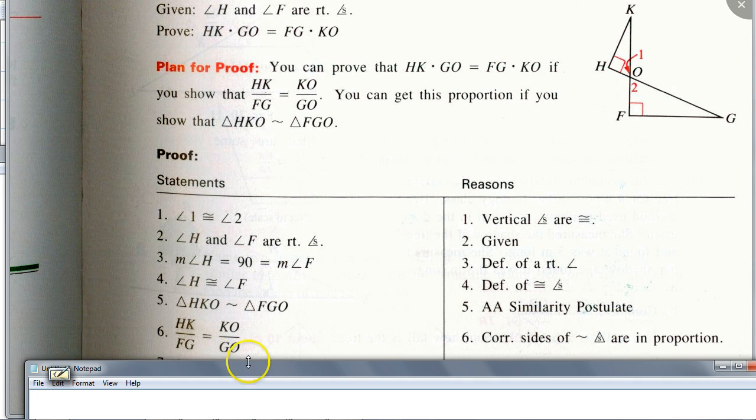So all we need to say is this. Because of what? The second part of the definition of... No. First, the statement 6. What's the reason for statement 6? Yeah, it's the second part of the definition of similar polygons: corresponding sides of similar triangles are in proportion, right? Not congruent. Similar triangles are in proportion, right? So therefore, if this is true, what can we say next?